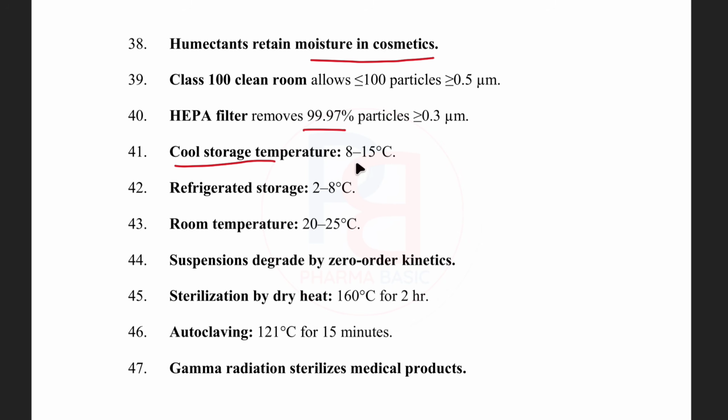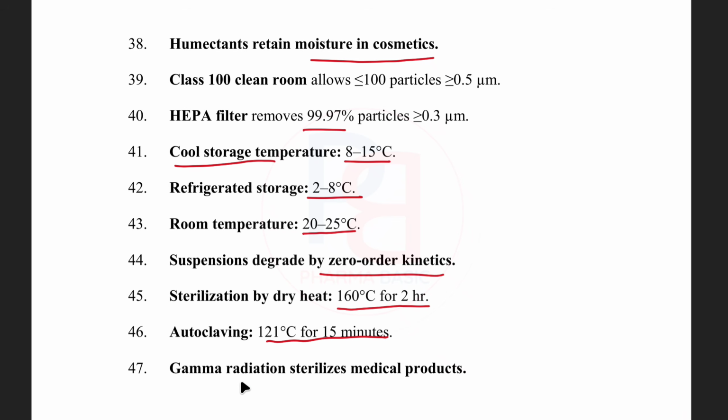Cool storage temperature is 8 to 15 degrees centigrade. Refrigerated storage temperature is 2 to 8 degrees centigrade, and room temperature is 20 to 25 degrees centigrade. Suspension degrades by zero order kinetics. Sterilization by dry heat is at 160 degrees centigrade for 2 hours, and autoclaving at 121 degrees centigrade for 15 minutes.